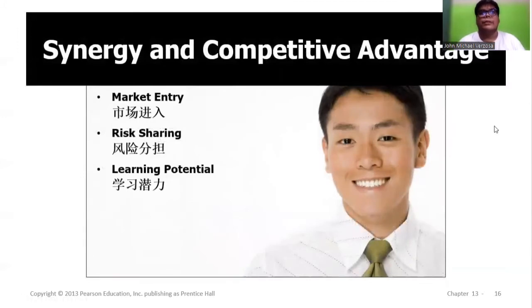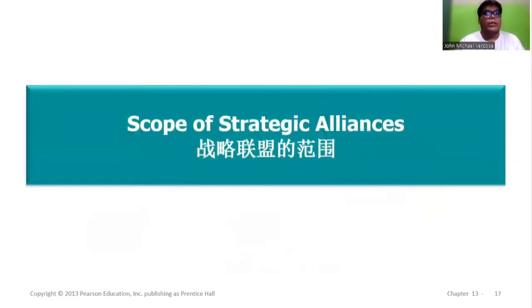So it gives the companies the synergy and competitive advantage, particularly on these three scenarios: the market entry, risk sharing, and learning potential. Now, so what is the scope of strategic alliances?